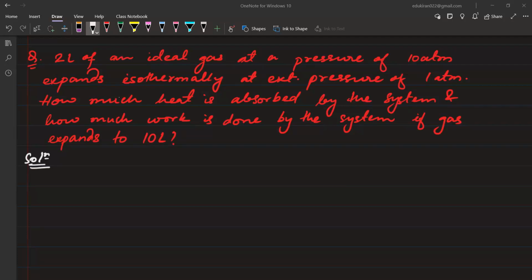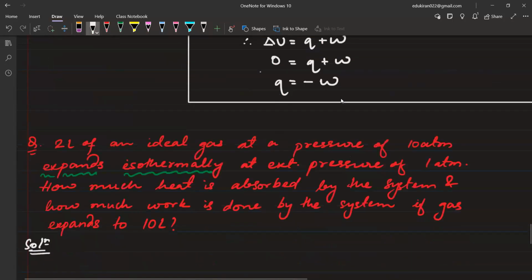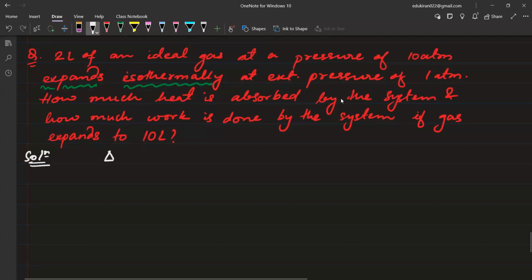देखिए थर्मोडायनेमिक्स में ना बहुत बार ऐसा होता है that words are more important than numbers in numericals. Numericals में अक्सर आपने ये देखा होगा कि numbers का ज्यादा महत्व होता है, but in thermodynamics the words will play a more important role in numerical. For example, here this word we have, it expands isothermally. As soon as you see expands isothermally, this line should strike in isothermal expansion. Internal energy is constant. That means delta U is equal to 0, and Q is equal to minus W. These are the formula that we are going to use.